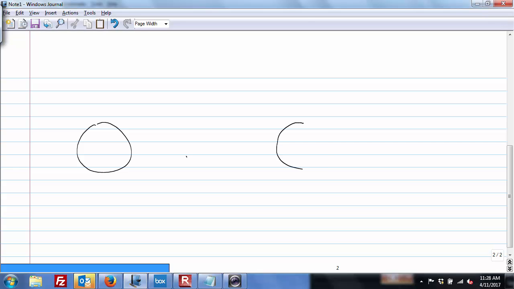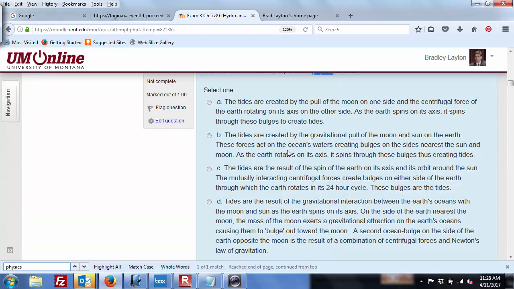Okay. From above, it ends up looking more or less like this, sort of an elliptical shape. But of course, the Earth is spinning, so this bulge moves across the continents relative to where they are. Okay. So I'll try that. A few more? Sure. All right.